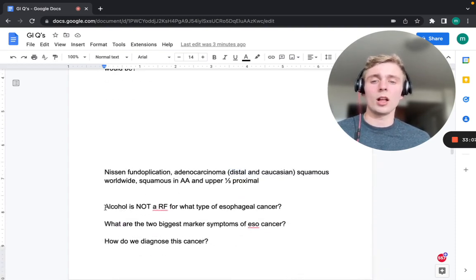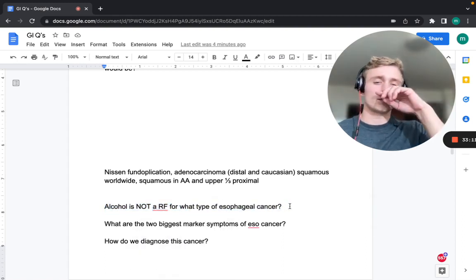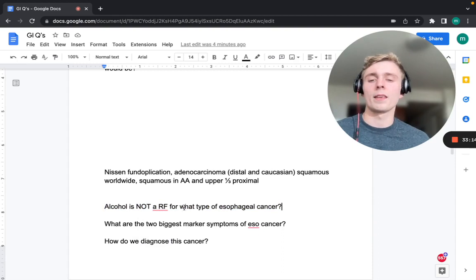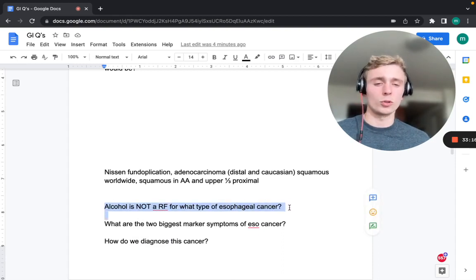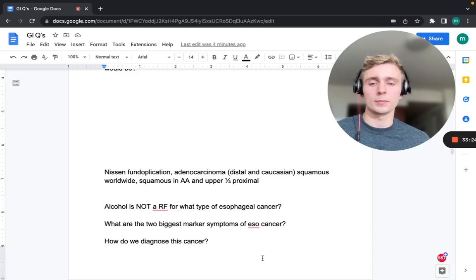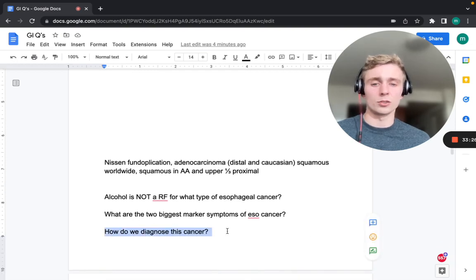Next one, alcohol is not a risk factor for what type of esophageal cancer? So a few esophageal cancer questions here that are important to know. Alcohol is not a risk factor for which type? What are the two biggest marker symptoms for esophageal cancer? So what would really clue us off in the vignette if they mention these two symptoms? How do we diagnose this cancer as well?